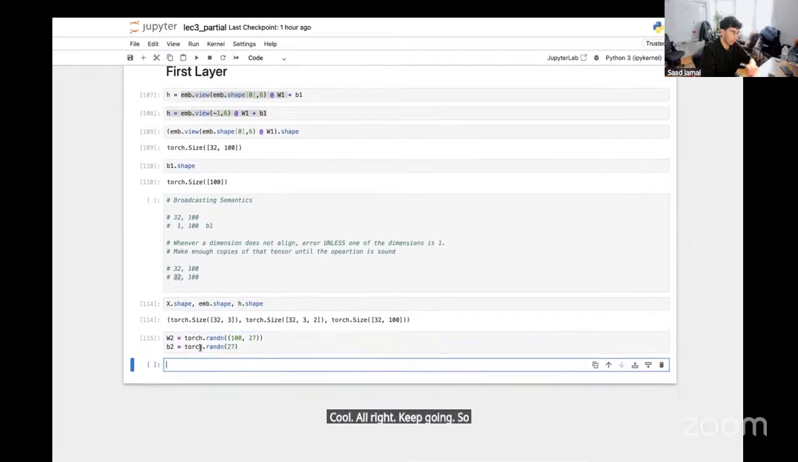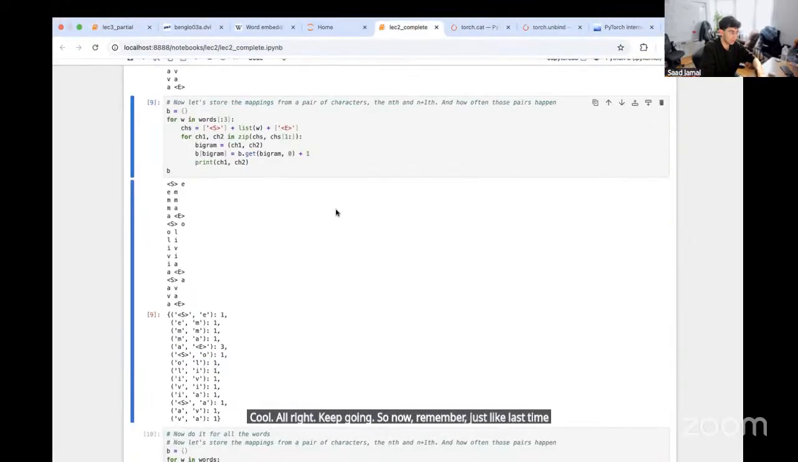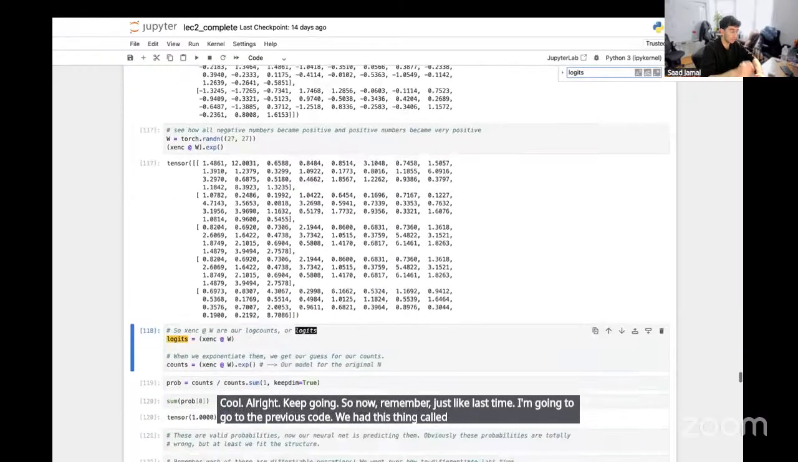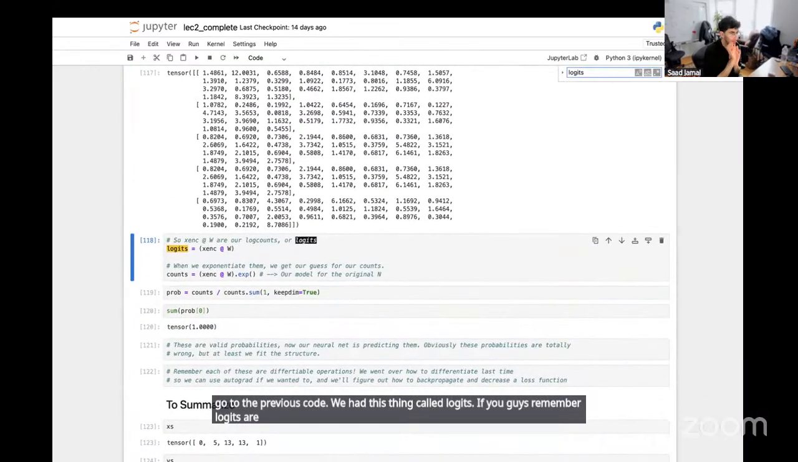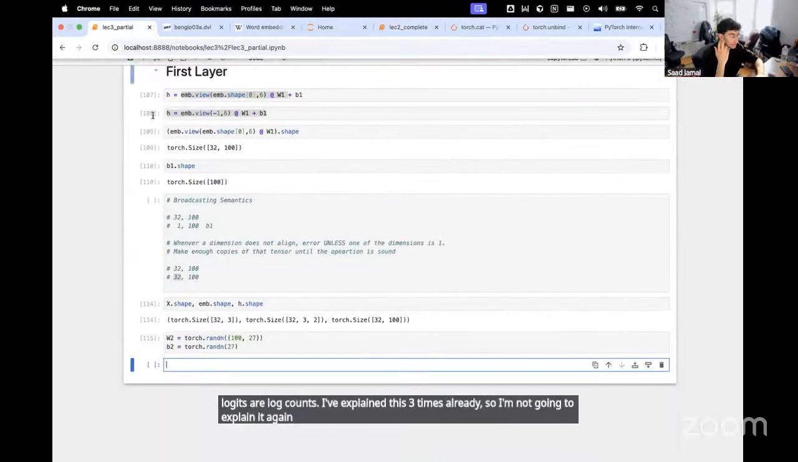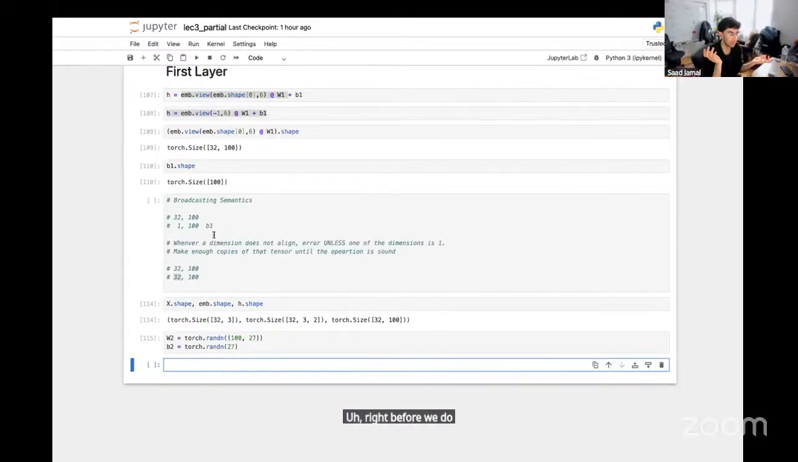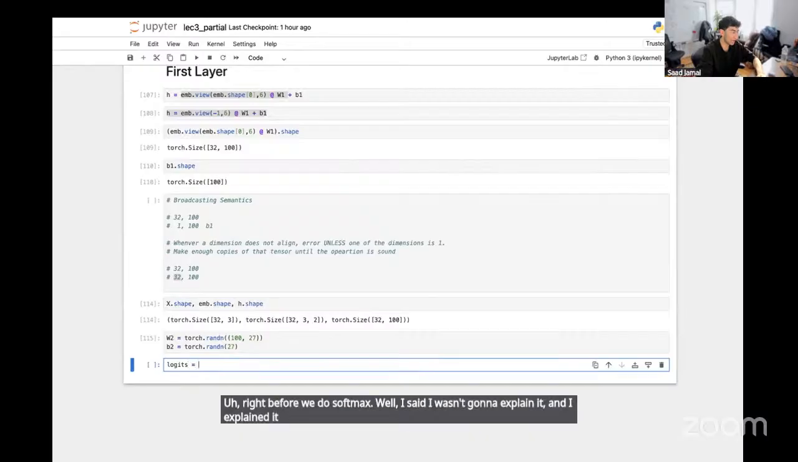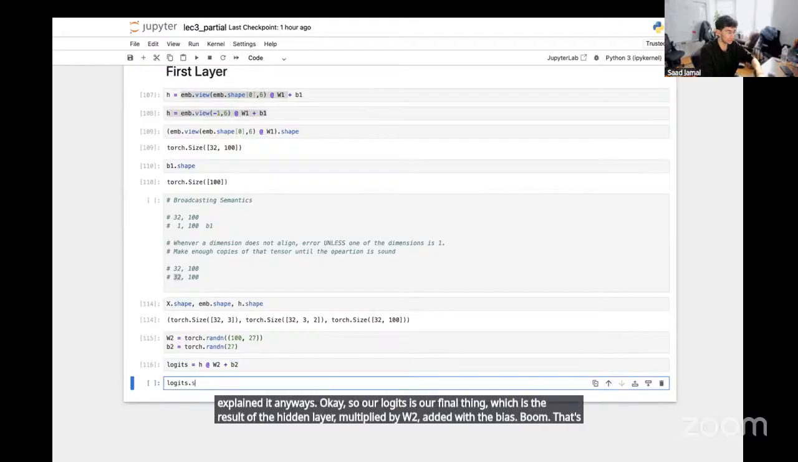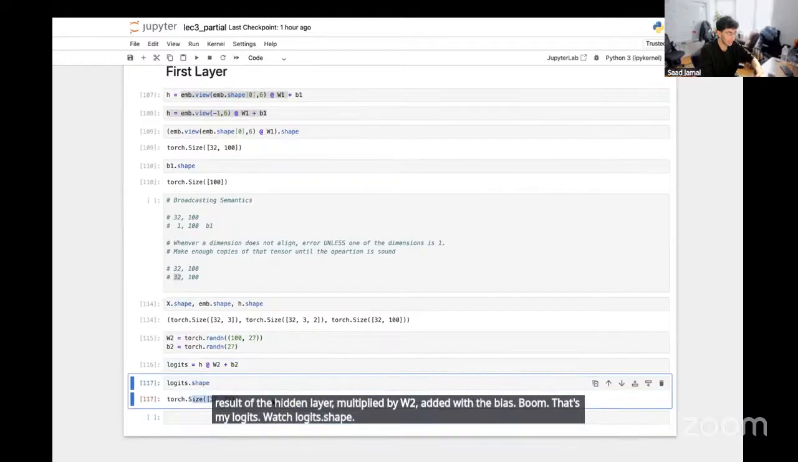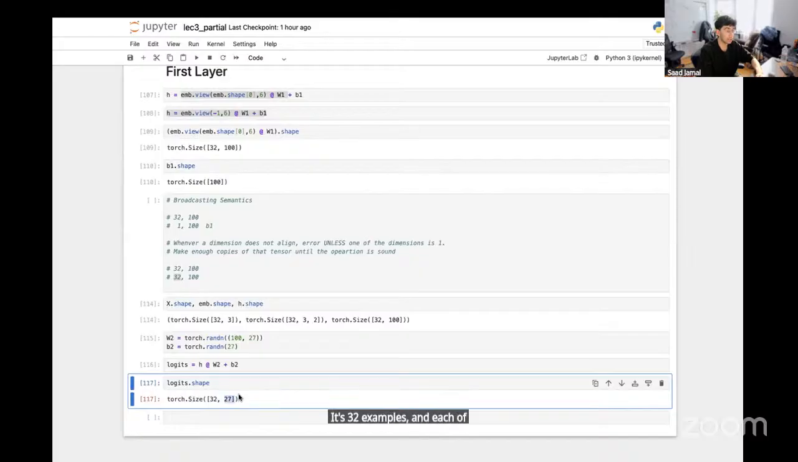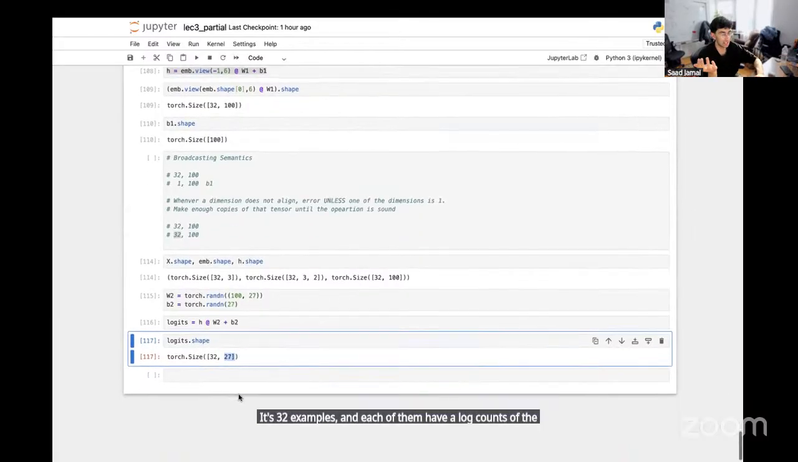Now, just like last time, I'm going to go to the previous code. We had this thing called logits. If you remember, logits are log counts. I've explained this three times already today, so I'm not going to explain it again. But logits is what we refer to as the output of a neural net right before we do softmax. Well, I said I wasn't going to explain it, and I explained it anyways. Okay, so our logits is our final thing, which is the result of the hidden layer multiplied by W2, added with the bias. Boom. That's my logits. What's logits.shape? It's 32 examples, and each of them has log counts of the 27 different characters that it could be.